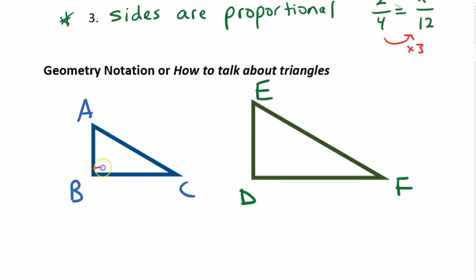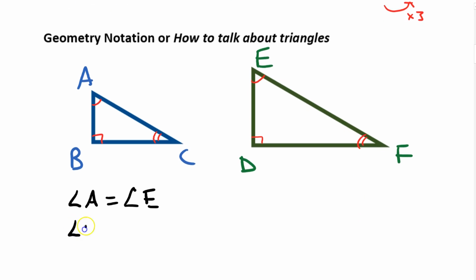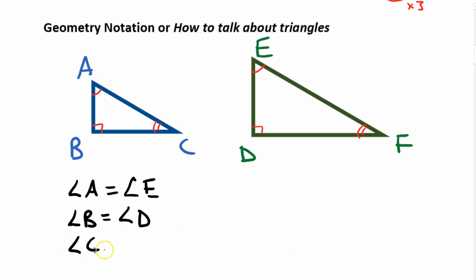So just a reminder then that these are right angles. This one is equal to that one, and this one is equal to that one. So if I write this out, I could say that angle A is equal to angle E. Now I'd have to make sure I was being careful with that and doing the right one. Angle B is equal to angle D, and then I could say angle C is equal to angle F.